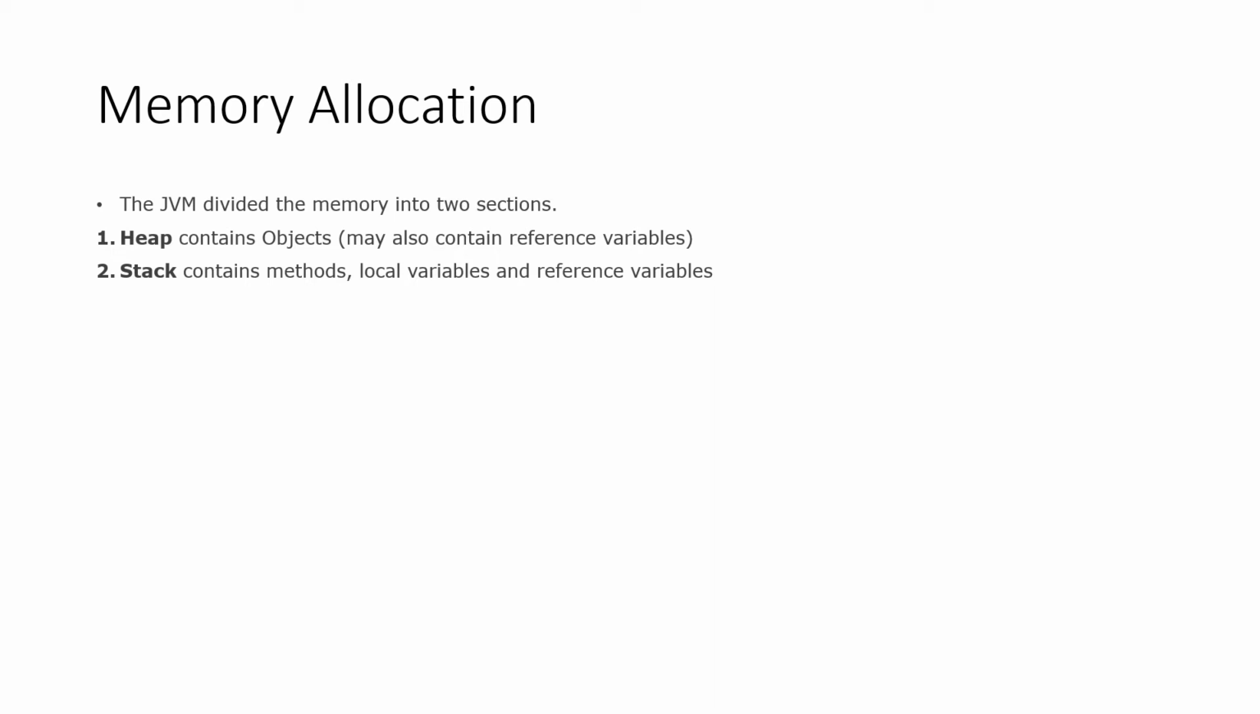Hello everyone. In the last chapter I was talking about data types. In this video I'm going to talk about memory allocation in Java. The JVM divides the memory into two sections. One is the heap, which contains the objects, and the other is the stack, which contains methods, local variables and reference variables. Let us go into an example.